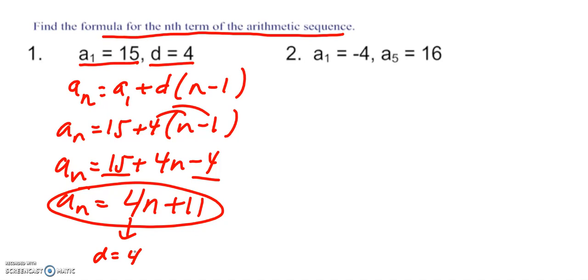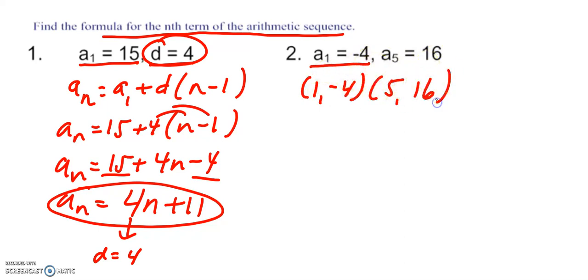The second example, though, is a little bit more of a pain because we do have the first term, which is nice, but it looks like we don't have the d and we don't have the slope. But we can find the slope, or find the common difference, because we actually have 2 points. So the first term, the output value is -4. The fifth term, the output value is 16.